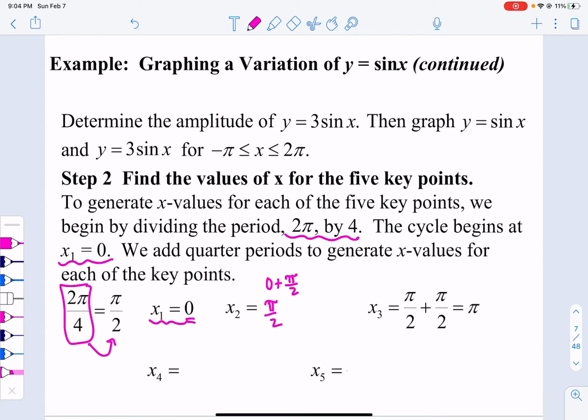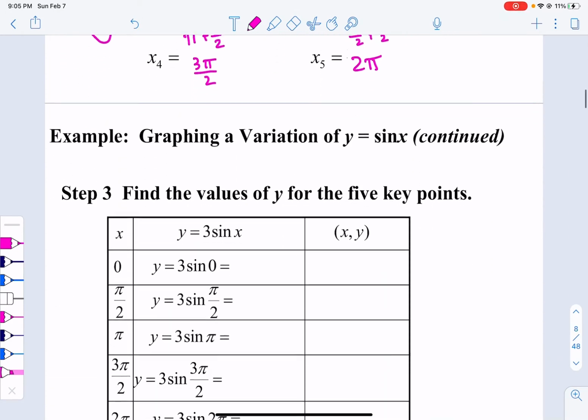To find our x3, I kind of had an oops here. I don't know if I fixed it on your notes. So we're going to start with whatever we had from x2, and then we're going to add that pi over 2. Well, pi over 2 plus pi over 2 gives us pi. For x4, we're going to take pi and add a pi over 2. So that's going to end up giving us 3 pi over 2. For x5, we start with that 3 pi over 2, and we add another pi over 2, which would give us 4 pi over 2, which is going to end up being 2 pi.